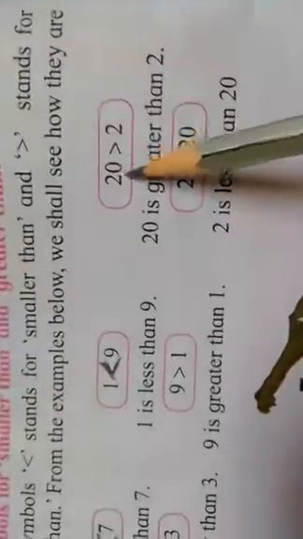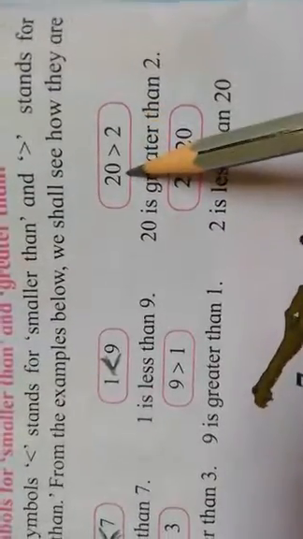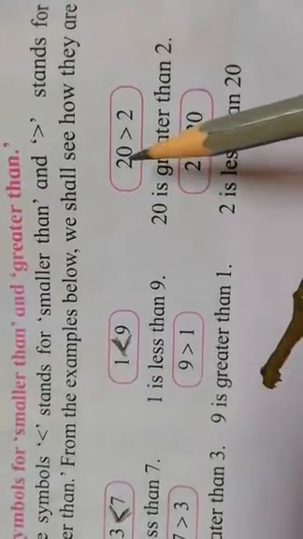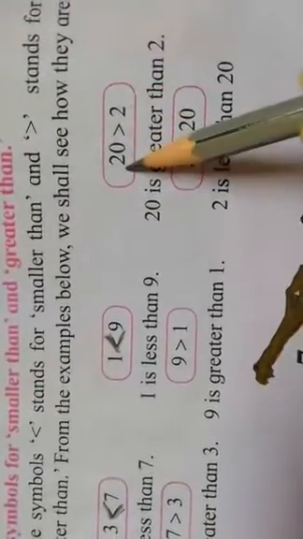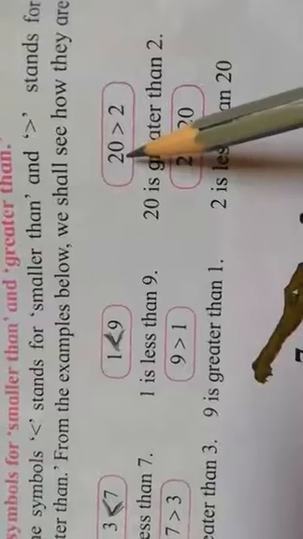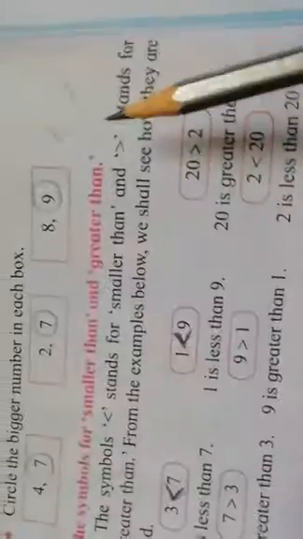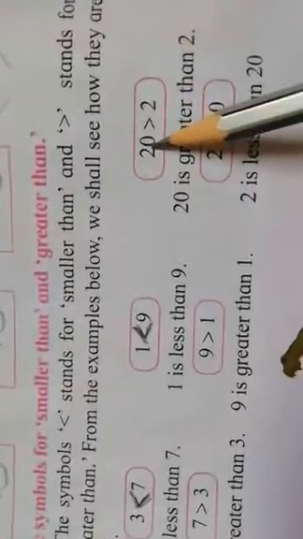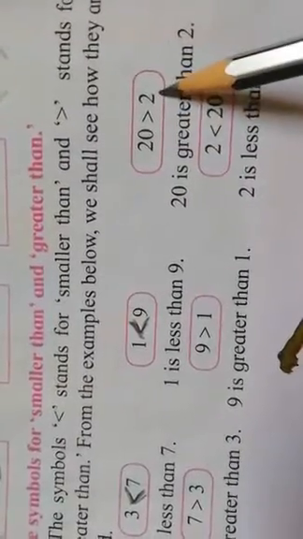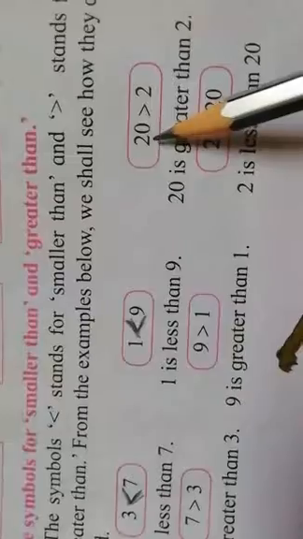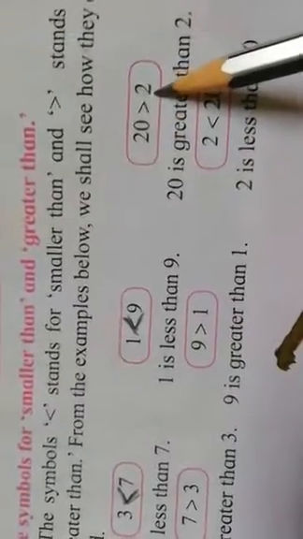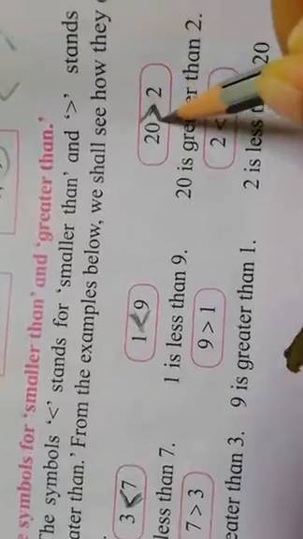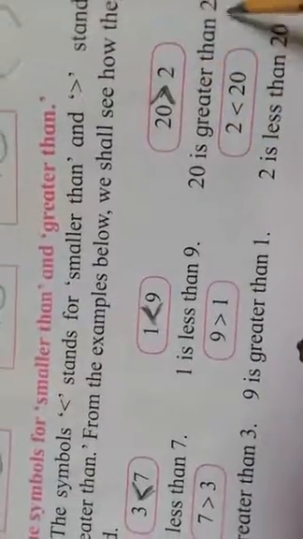Then here 20 and 2 are there. But now first we have to always see the first number. First number second number से छोटा है या बड़ा है. We have to see that, and according to that we have to use these signs, that is smaller than and bigger than. Now here the first number is 20 and the other number is 2. So 20 is bigger than 2, no? That is why we are going to use the greater than symbol. So 20 is greater than 2.